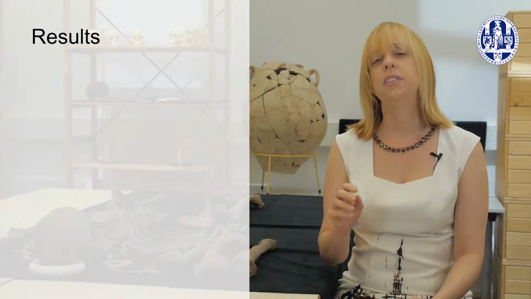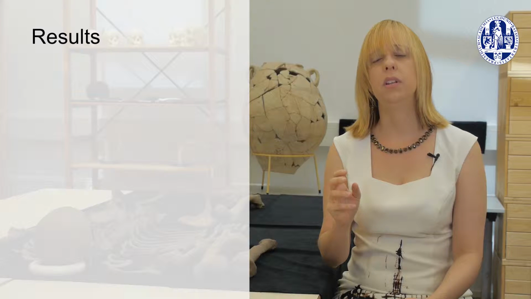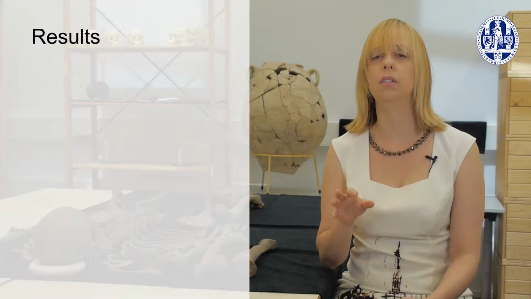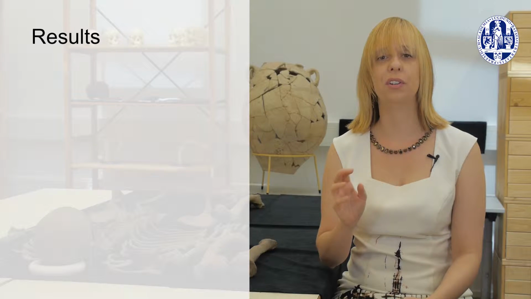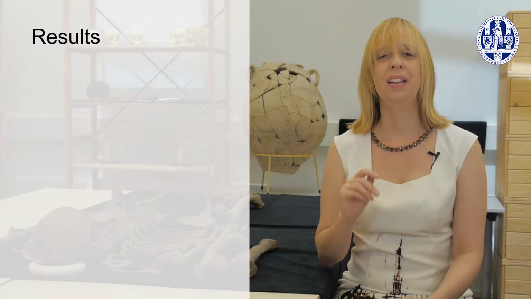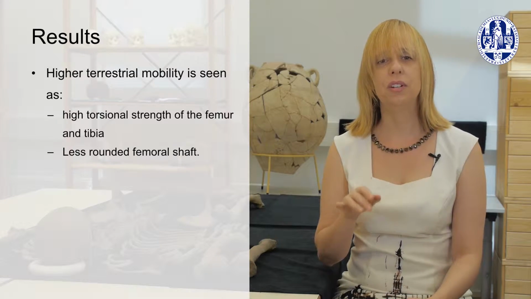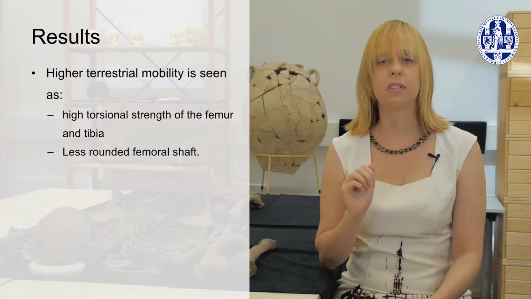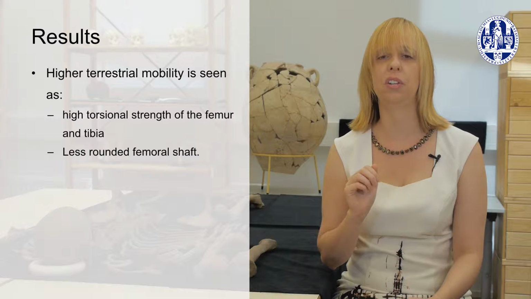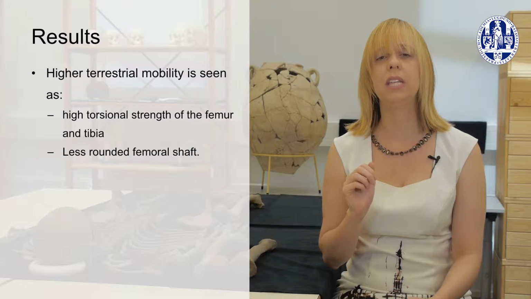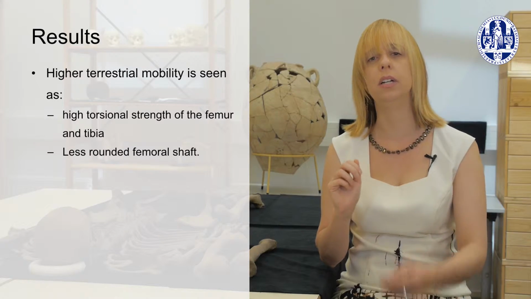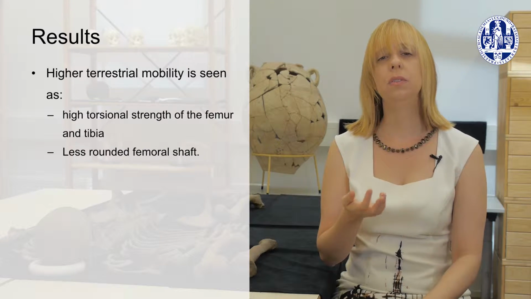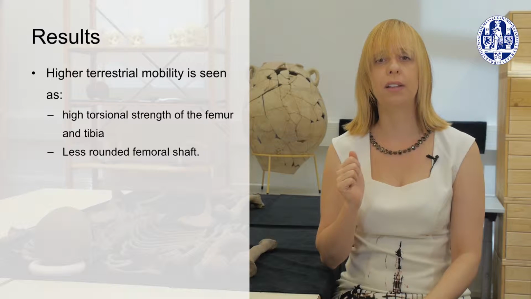The results suggested that the cross-sectional properties of the middle of the femur shaft are the strongest indicators of the mobility of the hunter-gatherer populations. The groups with the highest terrestrial mobility have significantly different shapes. A shape that was less circular, as it was more robust in the anterior to posterior, that is front to back plane. And they also had higher values for torsional strength.